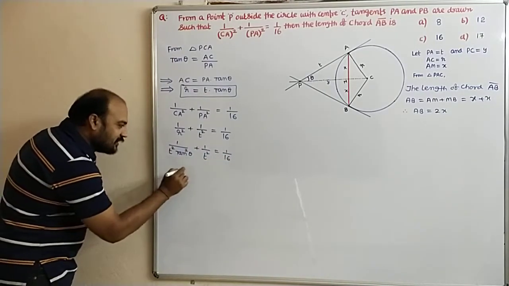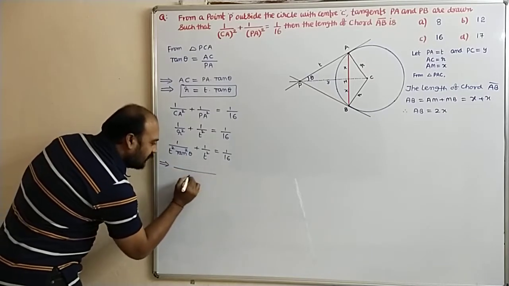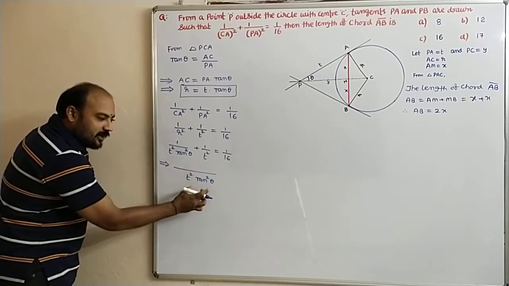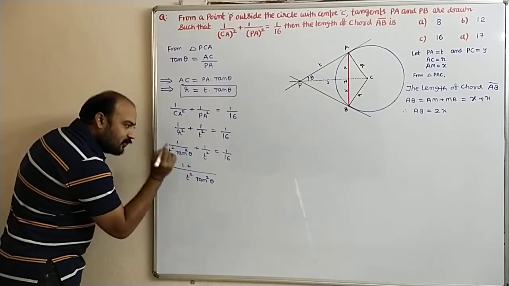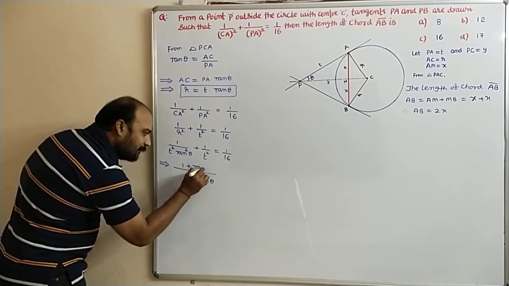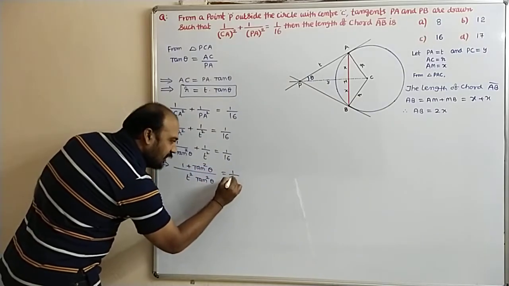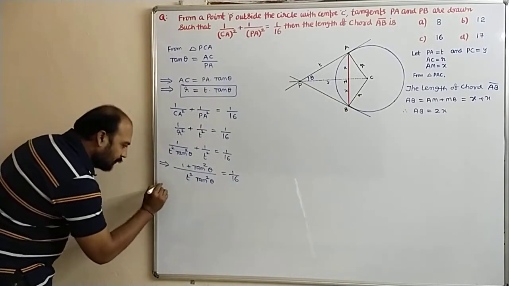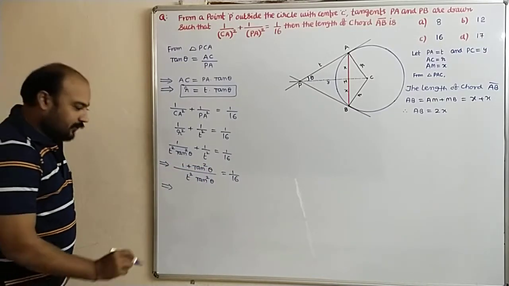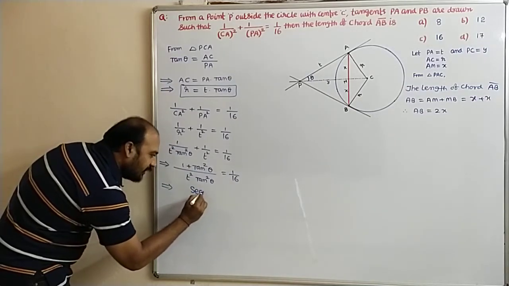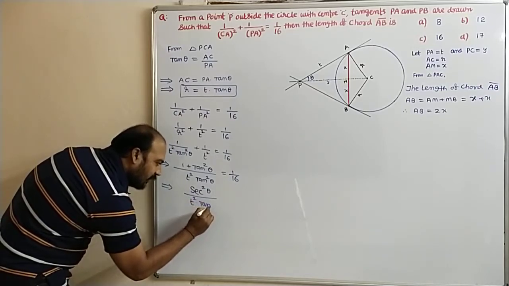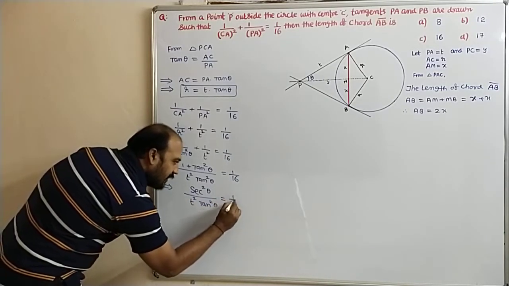Now take the LCM for these two. We will get t square tan square theta in the denominator. So t square cancels, and in the numerator you will get 1 plus tan square theta, which is secant square theta, since we know that 1 plus tan square theta equals secant square theta. Therefore, secant square theta divided by t square tan square theta equals 1 by 16.